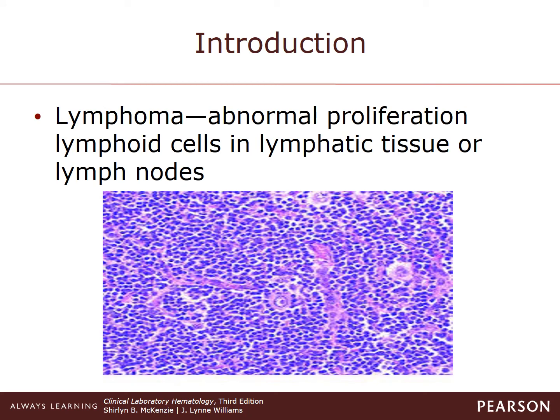We will also discuss lymphomas. These are an abnormal proliferation of lymphoid cells in lymphatic tissue or lymph nodes. And the picture below is a cross-section of lymph node tissue. So this is the only type of specimen we're going to talk about as a solid tumor, as the majority of hematological cancers are discussed as leukemias, as in free-flowing blood from the bone marrow.